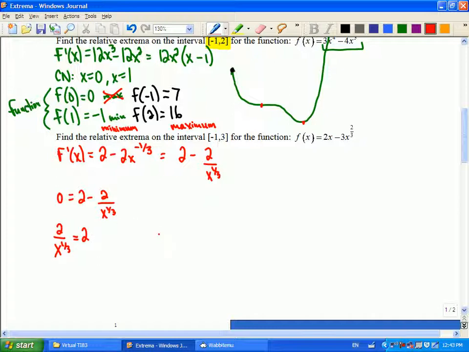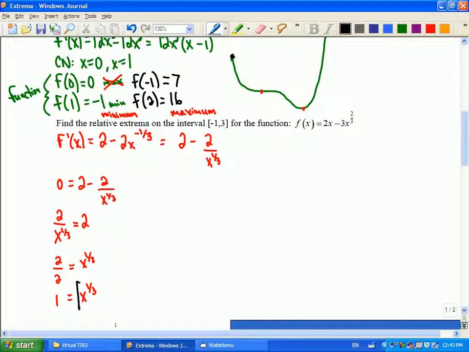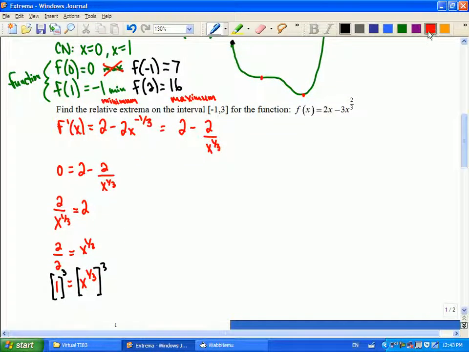But now that I've moved it from one side to the other, I can cross multiply. So I'll have 2 over 2 is x to the 1/3. So 1 is the cube root. And the way you get it out of a cube root, any ideas? Yeah, you cube it, but you have to do the same thing to both sides. So this would be the process if we were working on that kind of exponential equation. So 1 is the value of x.